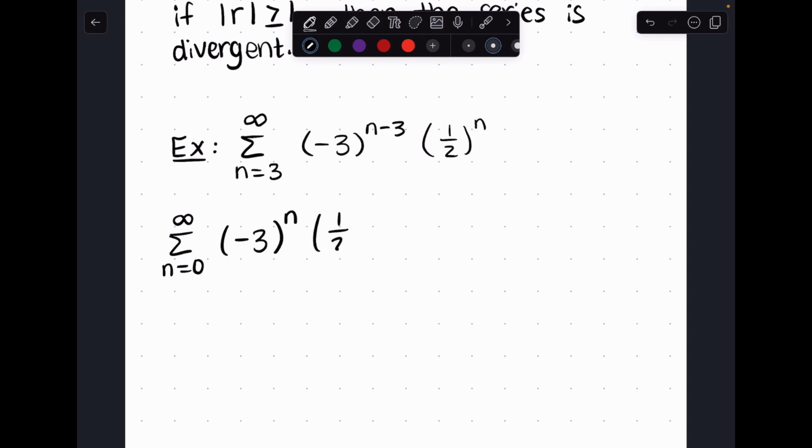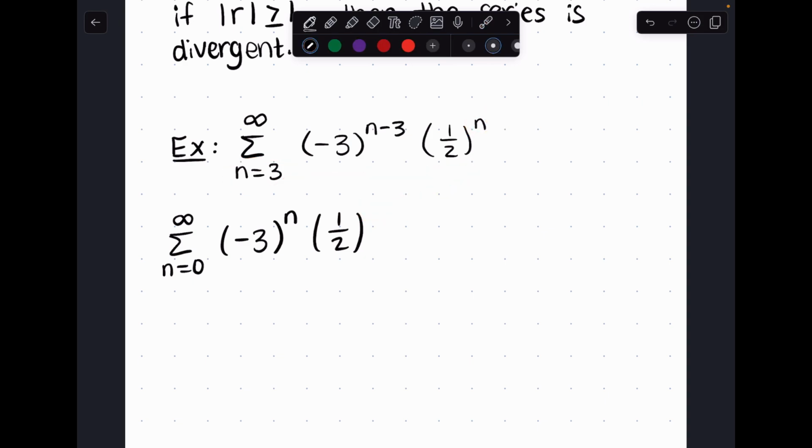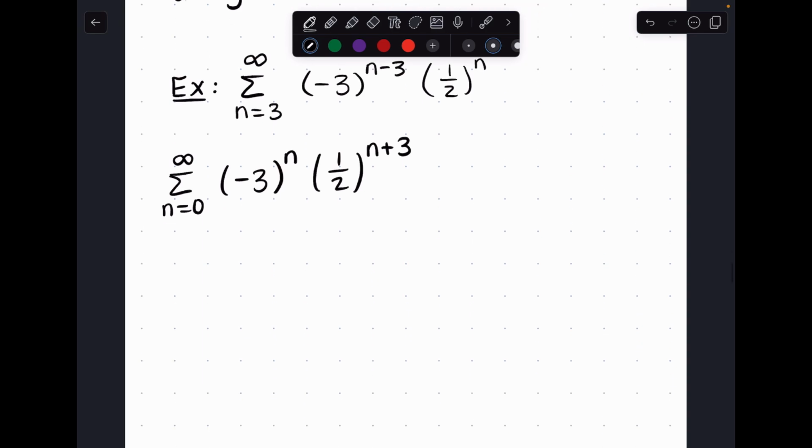And then I have the 1/2. In the previous series, when n started at 3, this exponent would have been a 3. I want to make sure that this exponent starts at 3. Well, since I'm starting n at 0, I can take n plus 3, and then I'm guaranteed to start where I'm supposed to start. And then when you're adding integers, everything else is going to follow really nicely. So now we've fixed our index.